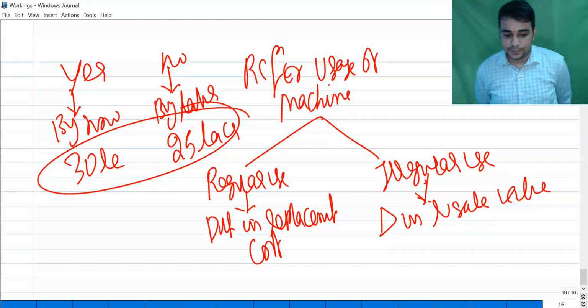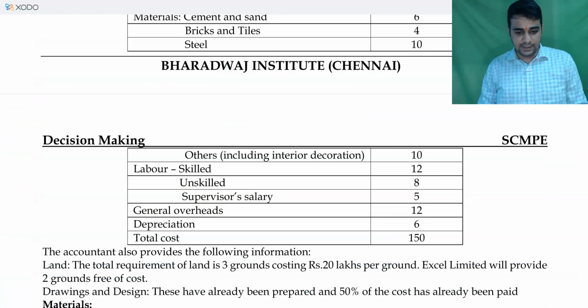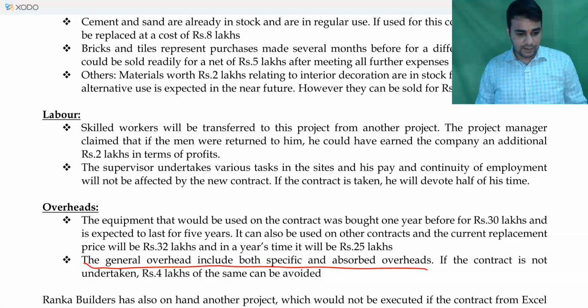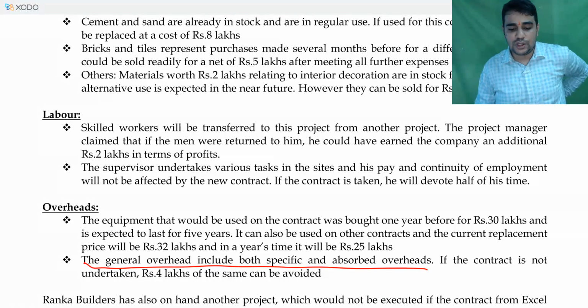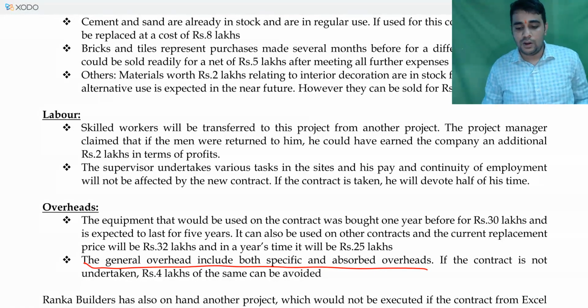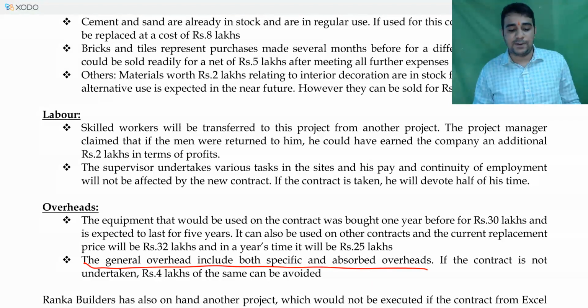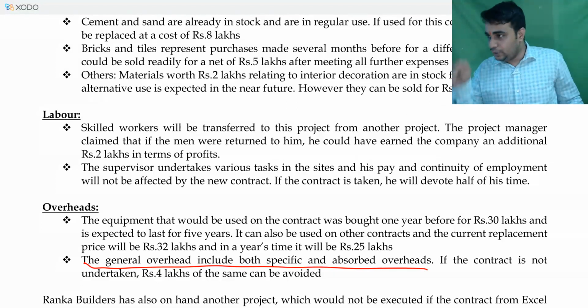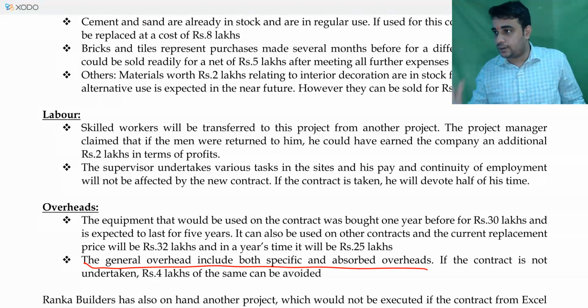So that's the scenario. Here it says the equipment that would be used in the contract was bought 1 year ago for 30 lakhs and is expected to last for 5 years. It can also be used on other contracts. Current replacement price will be 32 lakh. See, the moment you get this contract, you will have to buy this for 32 technically.